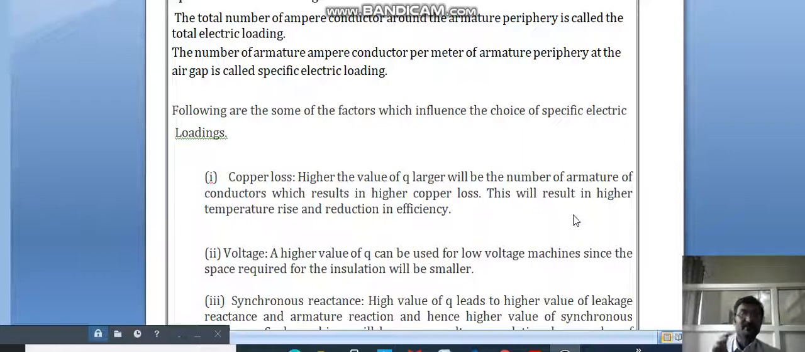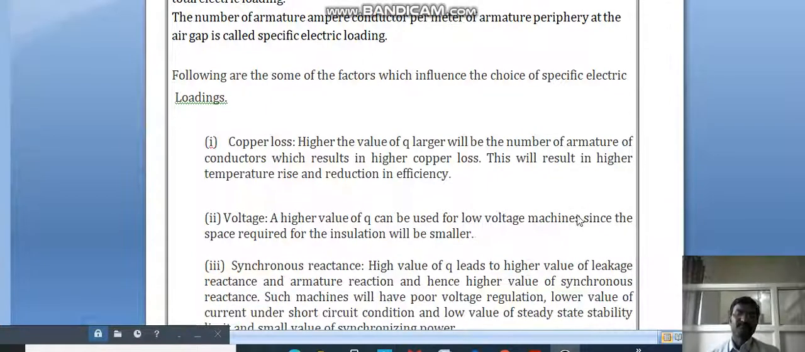When more heat is generated, the losses in that particular machine or area will be high. Second one, voltage. A higher value of q, that is the specific electric loading, can be used for low voltage machines since the space required for installation will be smaller. Because the q value will be less when you have small machines, there we can go for a higher value of q.